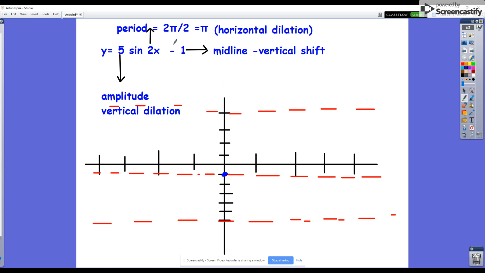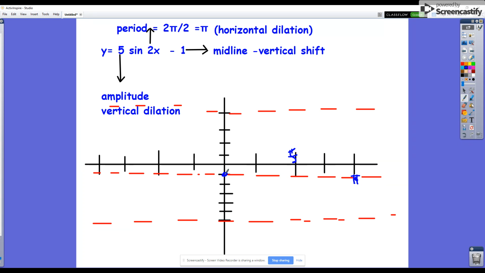And then my period is pi. So this right here is pi, and I'm also going to plot a point there. And so this would be pi over 2 right here. And each of these tick marks here would be a value of pi over 4. So the scale on my x-axis, the way I have it drawn here, is pi over 4.